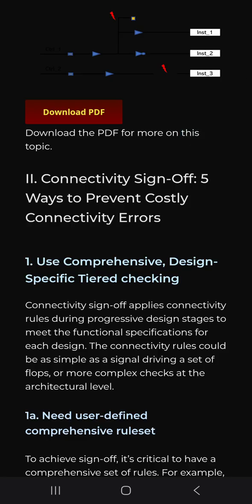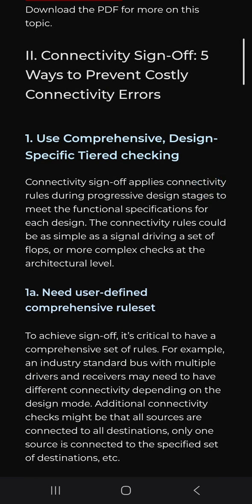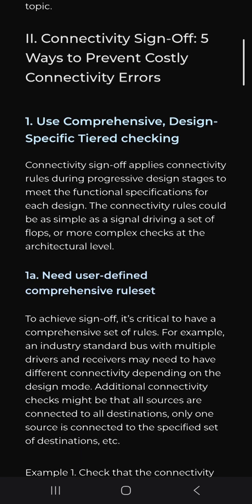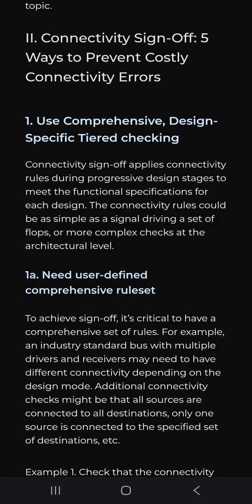Here are the 5 ways to prevent costly connectivity errors. 1a. Use comprehensive design-specific tiered checking. Connectivity sign-off applies connectivity rules during progressive design stages to meet the functional specification for each design.